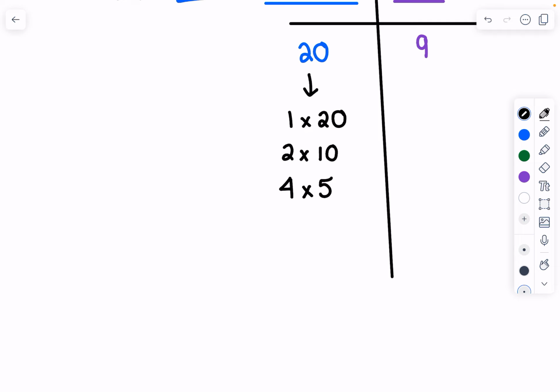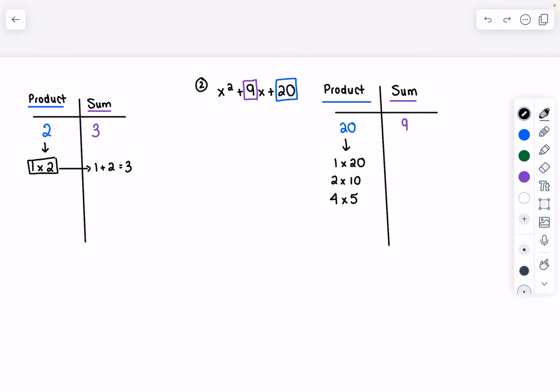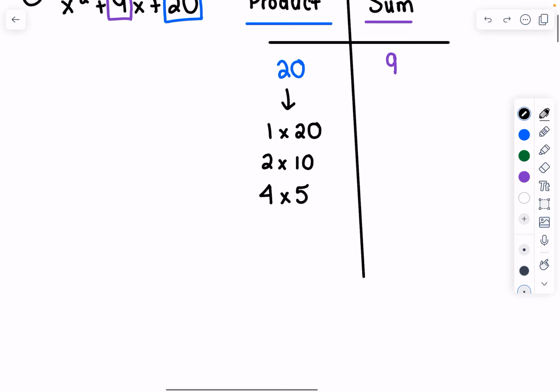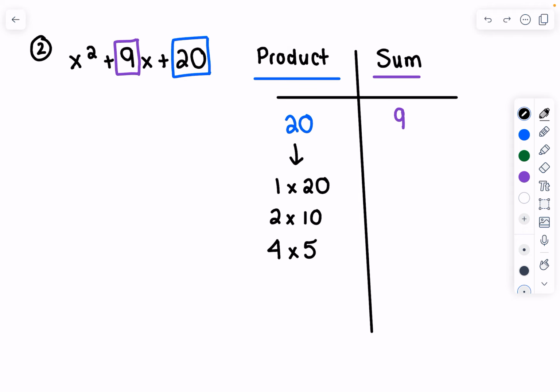So notice how we basically went from 1 to 2 to 4 to 5. And then once we got back to 10, we realized there's probably nothing else, right? So we have 3 pairs this time instead of just 1. Step 1 is complete. If we put in any of these factors, it would multiply to positive 20.